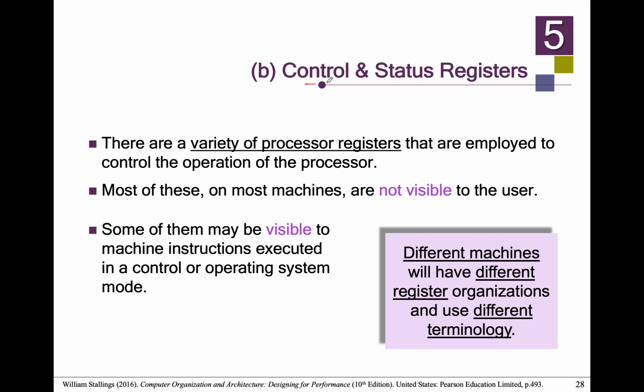Now it's under control and status registers. There are a variety of processor registers that are employed to control the operations of the processor. Most of these, on most machines, are not visible to the user. Some of them may be visible, so some are visible, some not. Some machine instructions execute in control or operating system mode. Different machines will have different register organizations and use different terminology.